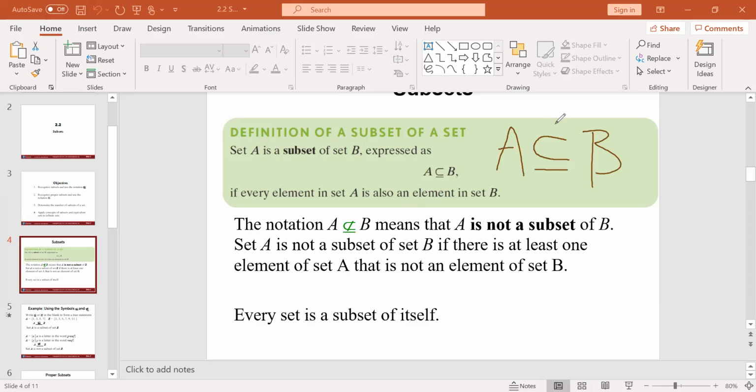If you use this notation where you cross through it, it's just like saying is not a subset of. It's just like element of, not element of. It's just like saying equal to, not equal to. It just depends on how you want to use it.